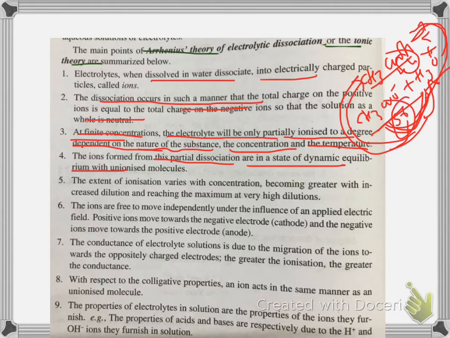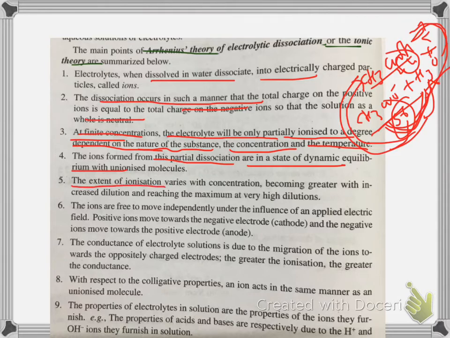So for Arrhenius, even a strong electrolyte undergoes partial dissociation at normal condition. When we dilute, dissociation increases. That is his proposal. That is actually a wrong proposal. His statement is correct in the case of weak electrolytes, but it is not in good agreement with strong electrolytes.